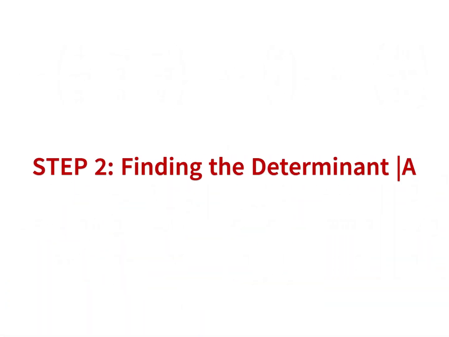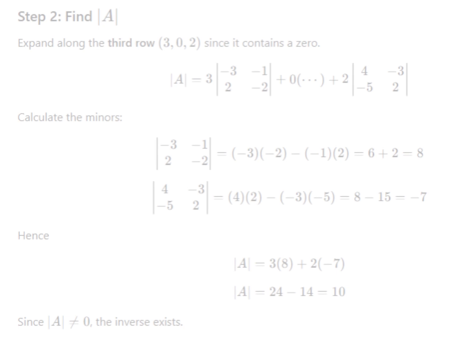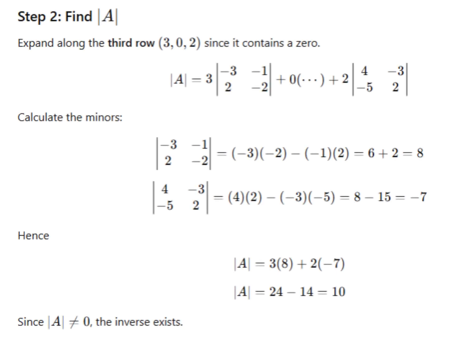Step 2 requires us to find the determinant of matrix A, written as the absolute value of A. To save time and avoid heavy calculations, we will expand along the third row because it contains a 0. First, we take 3, block out its row and column, and cross-multiply what's left. -3 times -2 minus 2 times -1, which gives us 8. The 0 term evaluates to 0. Finally, we take 2, block out its row and column, and calculate.